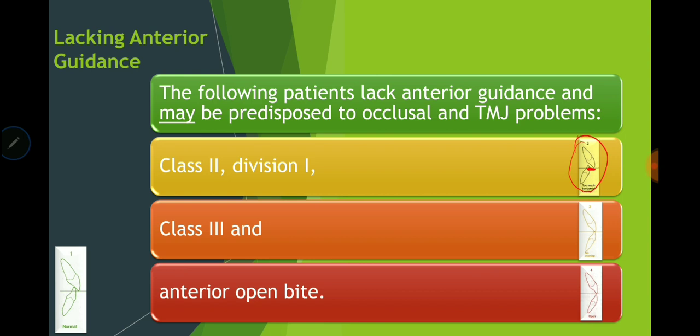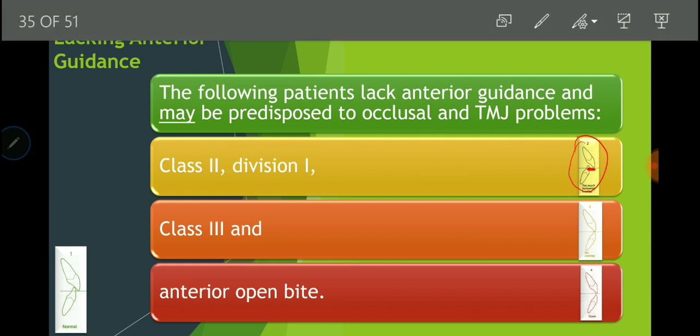so class 2 division 1, there's no anterior guidance. Class 3, there's no anterior guidance. And then anterior open bite, you don't have anterior guidance either. So you have to know which situations, which occlusion lacks anterior guidance.